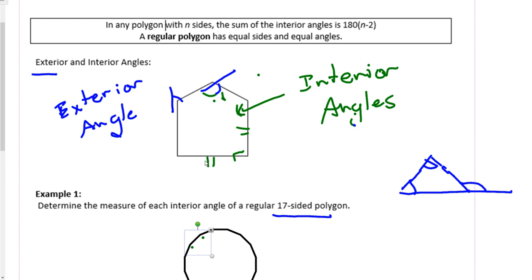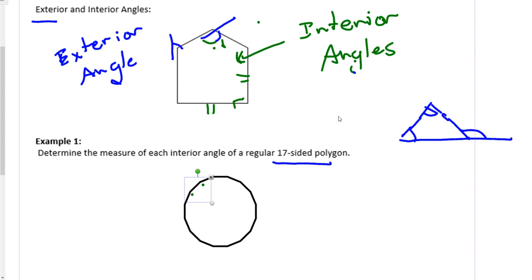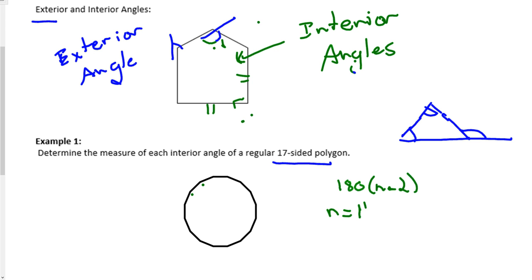To do that, you need to use this formula that's given up here: 180 times (n minus 2). Here, n is just the number of sides. So you take the number of sides your object has, subtract 2 from it, and multiply that by 180. That gives you the sum of all your angles.